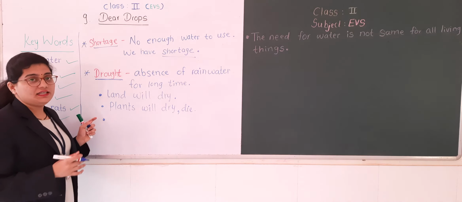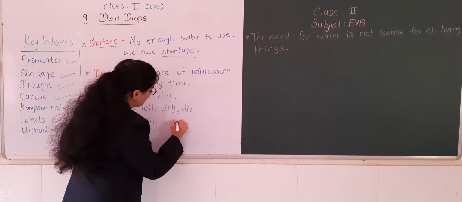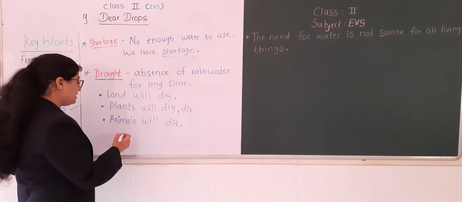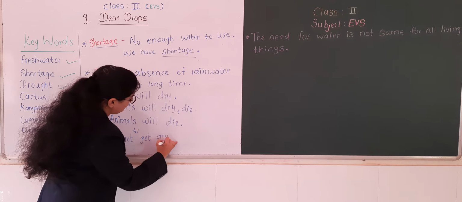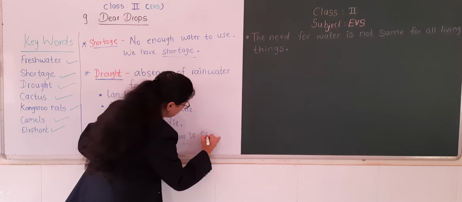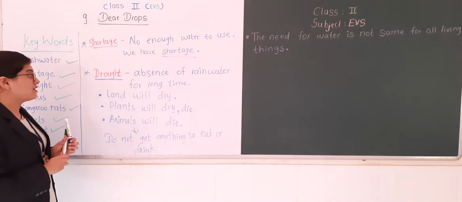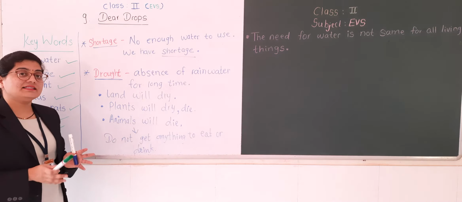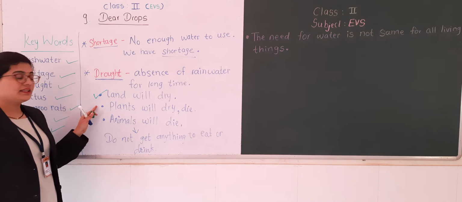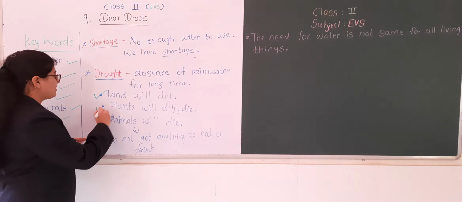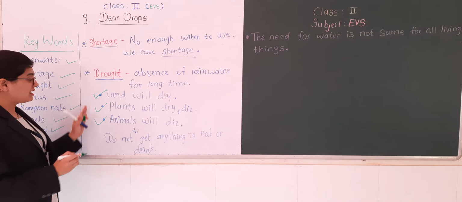Then the same will happen with the animals. Animals will die. Why? Because they do not get anything to drink or to eat. See, this drought means absence of rainwater for a long time. It has an effect on lives: the land will completely dry, then plants will dry and they will die. Animals will also die because they do not get anything to drink and to eat. So these are the effects of drought.